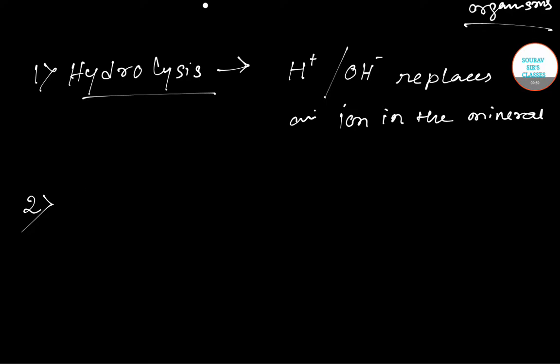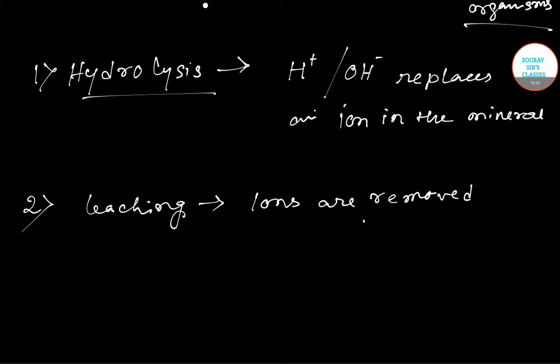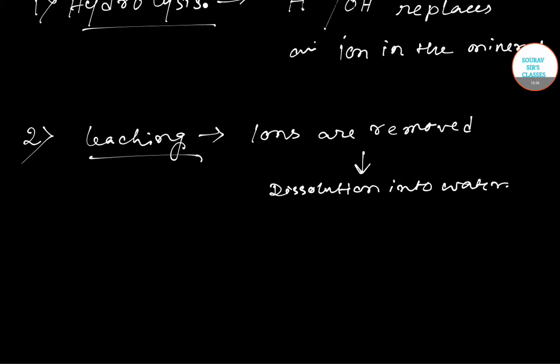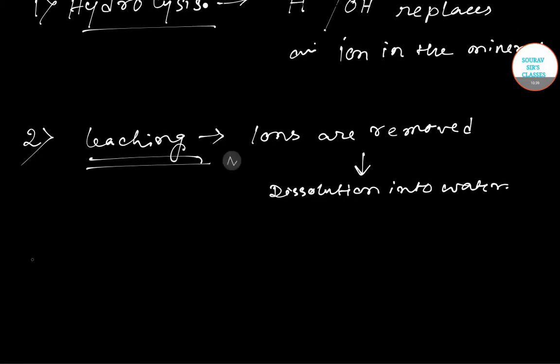In the second point, we are talking about leaching. So this is a quite new term. What is leaching? Leaching is when ions are removed by dissolution into water. So this is leaching. Well, the definition is not as hard as the term was.